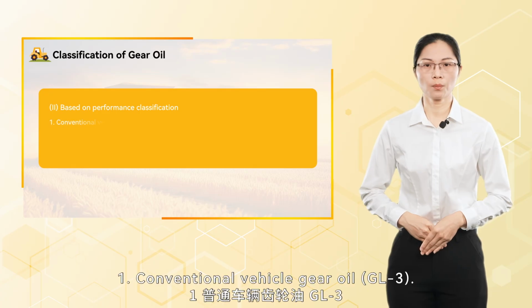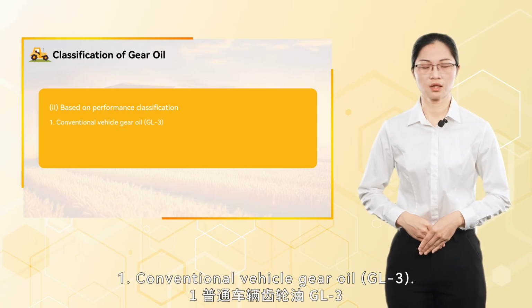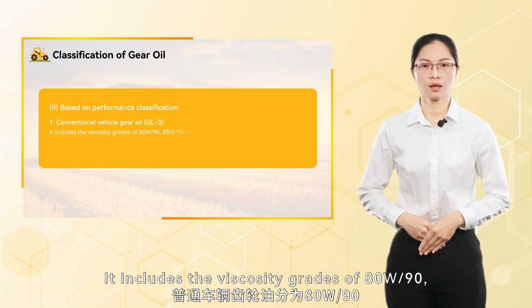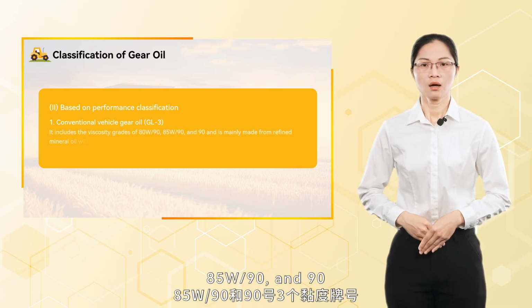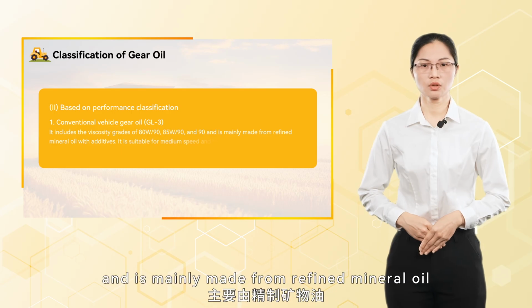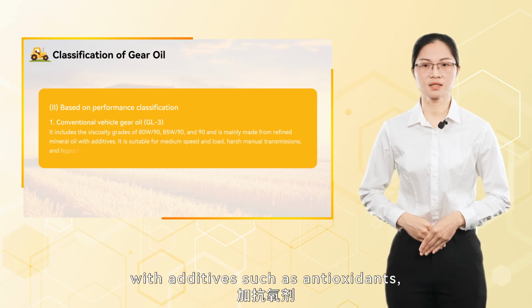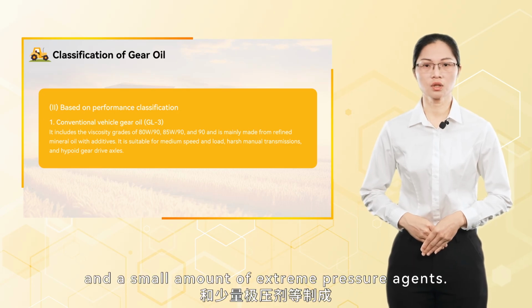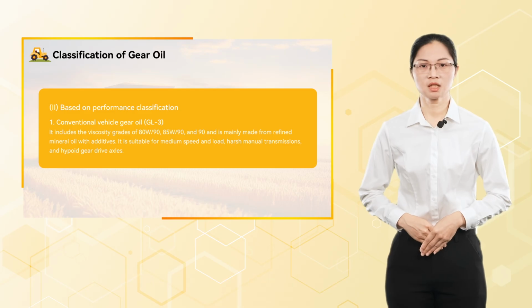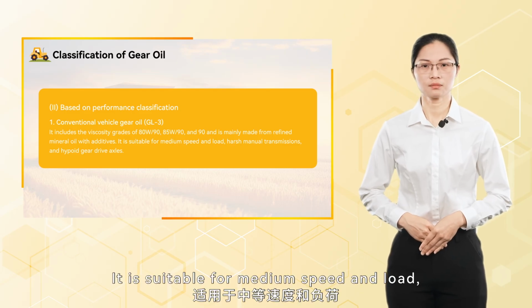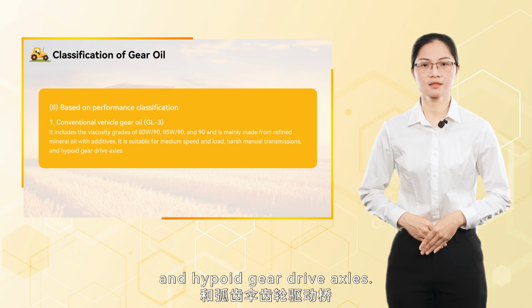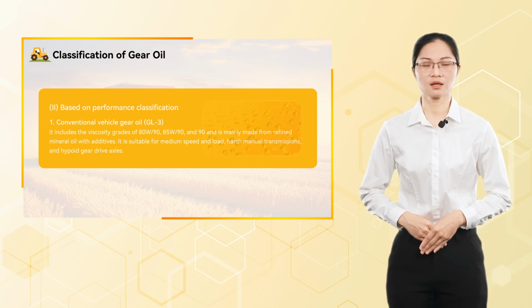2. Based on performance classification, there are 3 types. 1. Conventional vehicle gear oil, GL3. It includes the viscosity grades of 80W90, 85W90, and 90 and is mainly made from refined mineral oil with additives such as antioxidants, rust inhibitors, anti-foaming agents, and a small amount of extreme pressure agents. It is suitable for medium speed and load, harsh manual transmissions, and hypoid gear drive axles.